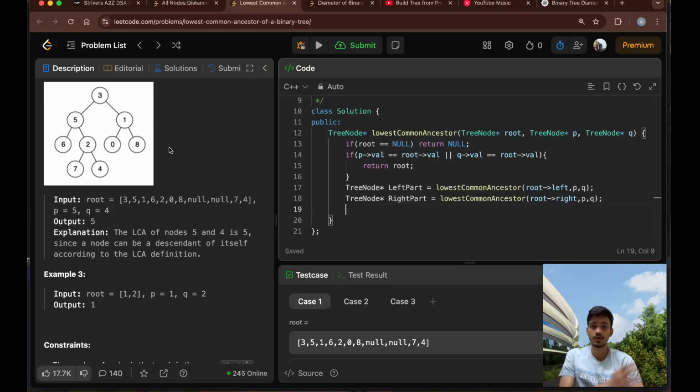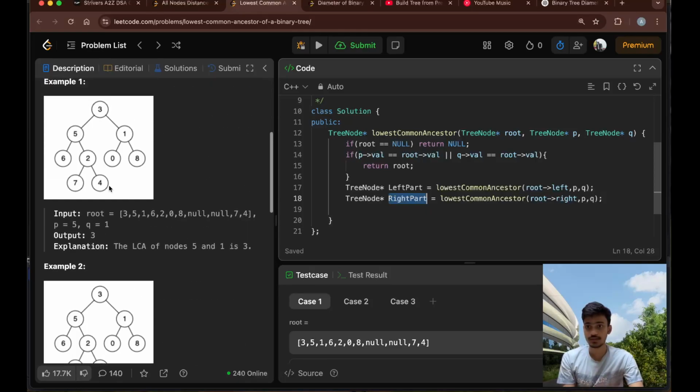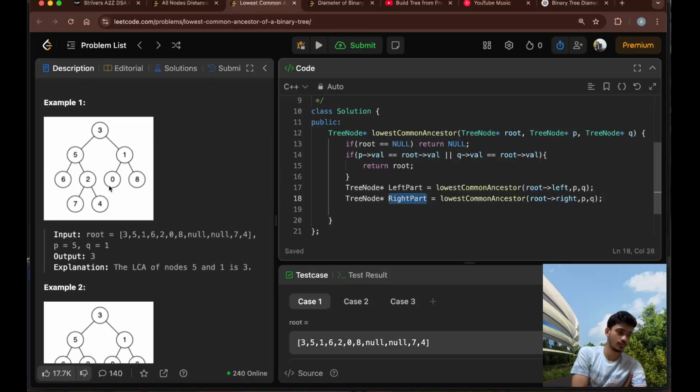Now for backtracking, it can be possible that both the left and right parts are null. If both are null, then you have to return null. If one is null and another is not, then what do you have to do?